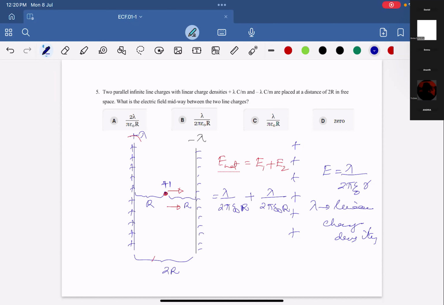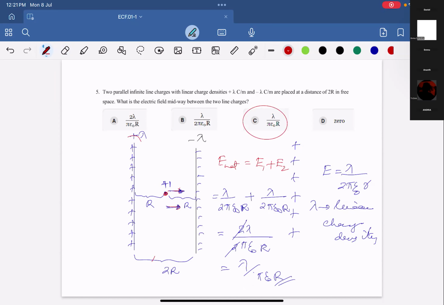Never put a negative sign. Why? The negative sign is already factored. Direction is given. Direction is to the right because the right line is negative. So you don't have to put negative again. So that makes it 2 lambda by 2 pi epsilon 0 r. 2 and 2 are getting cut. Finally, you have the answer lambda by pi epsilon 0 r. And the correct option here is option C, lambda by pi epsilon 0 r. This is the correct option.